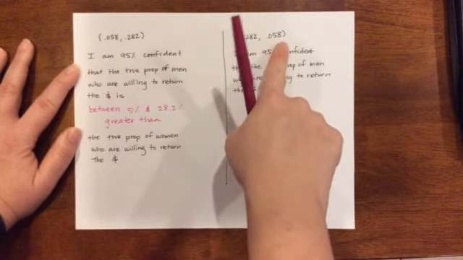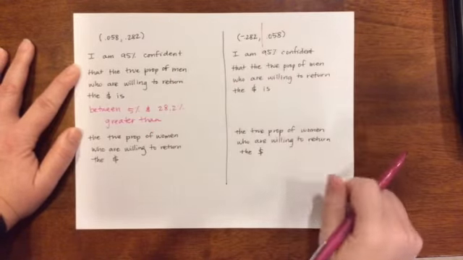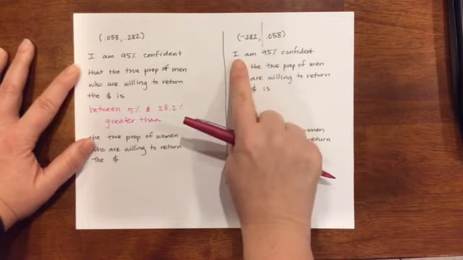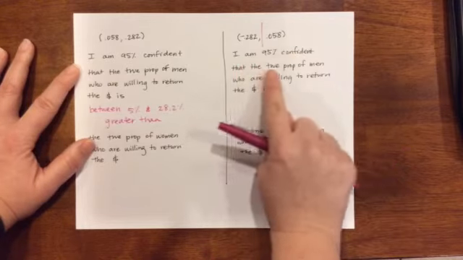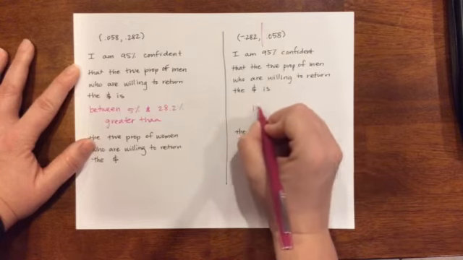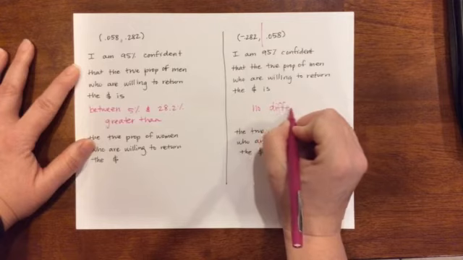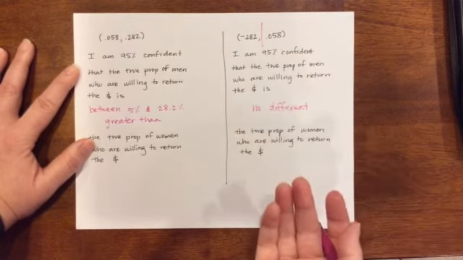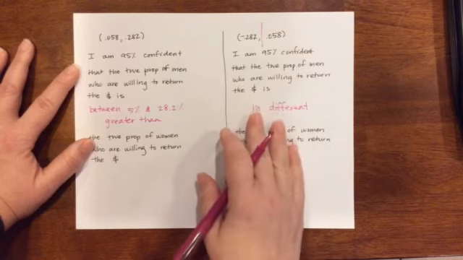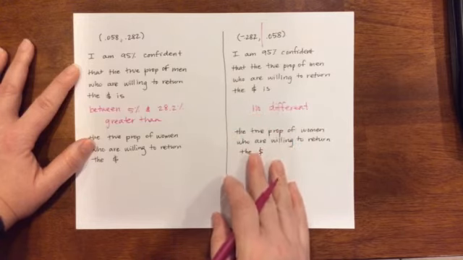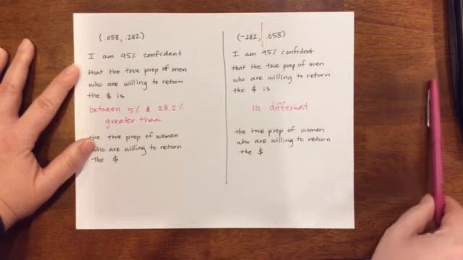If you have a negative and a positive, you'll notice that you got 0 in this interval, which means there's no difference between the two groups. So the way you would write that is, I am 95% confident that the true proportion of men who are willing to return the money is no different. You don't need numbers because you're saying it's not different, so there's no point in writing numbers. I am 95% confident that the true proportion of men who are willing to return the money is no different than the true proportion of women who are willing to return the money.